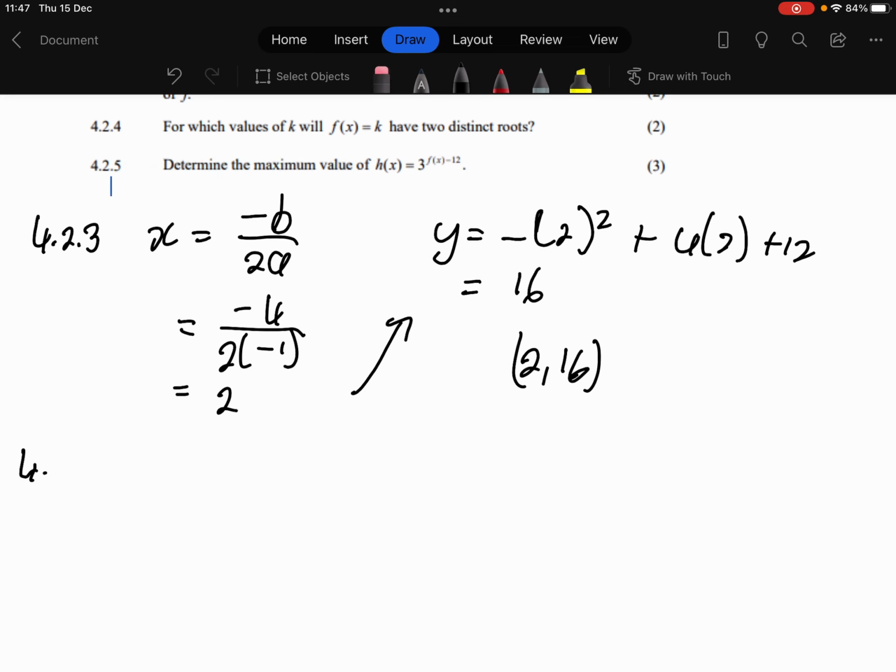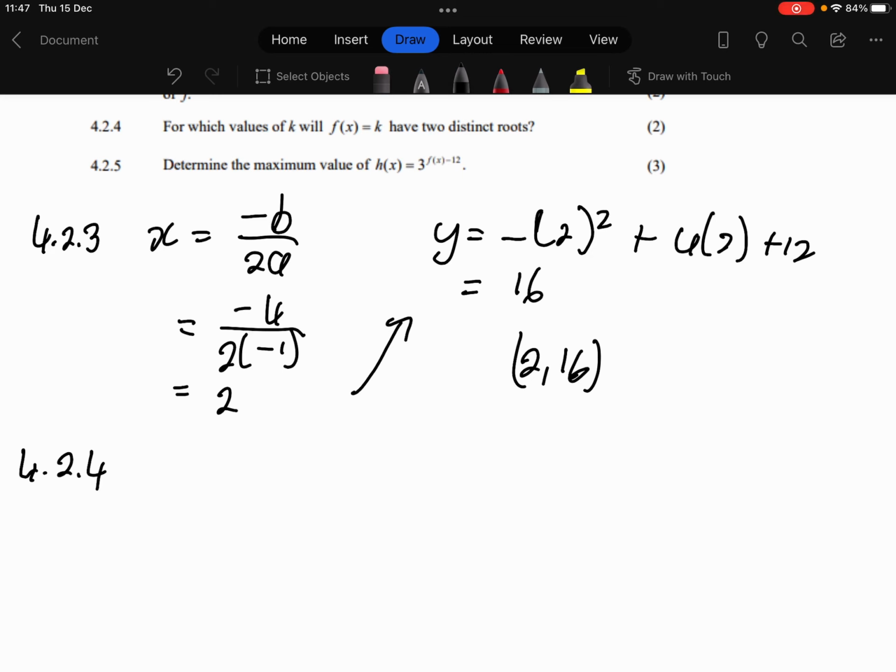Of course, once you've done calculus, you'll be able to come back here and figure this question out with first derivatives. Okay, moving on to question 4.2.4. For which values of k will f of x is equal to k have two distinct roots?